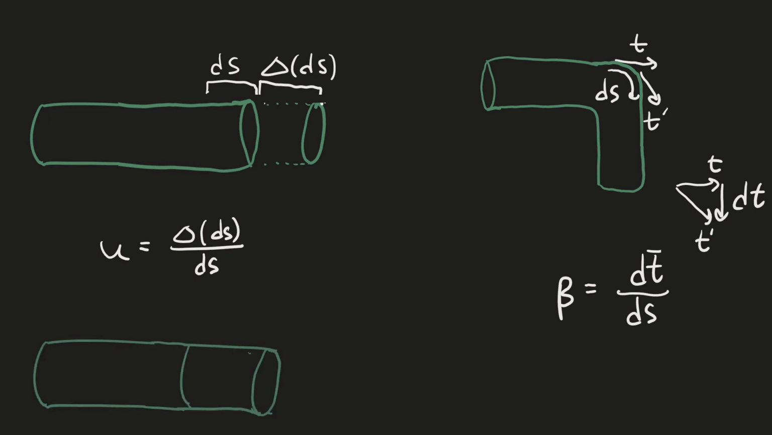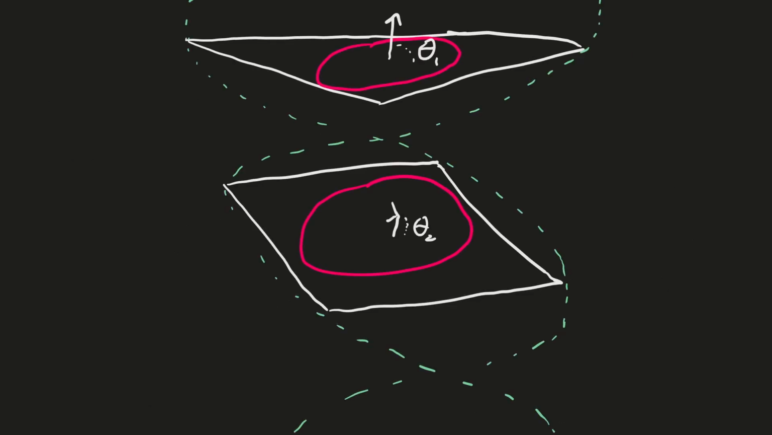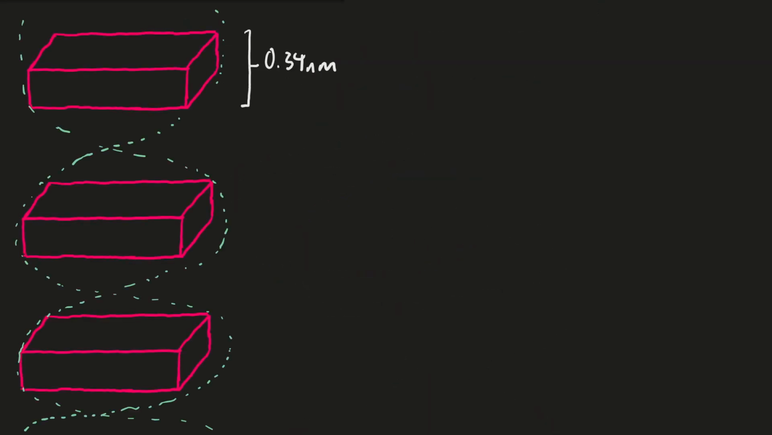Lastly, we can twist the hose. If we call the vector along the radius phi, twisting by the unit length ds would cause a unit rotation of d phi. So the twist density omega is d phi/ds. Now how do we map this to DNA? Each base pair lies in a plane. So the bend is how much the plane is tilted. A base pair is 0.34 nanometers thick.